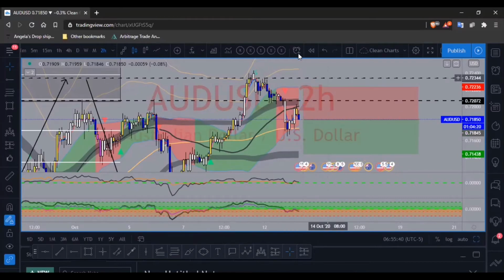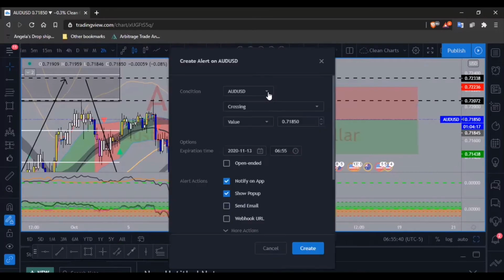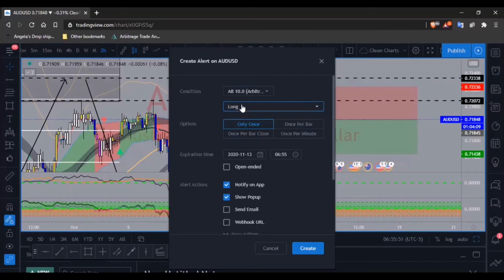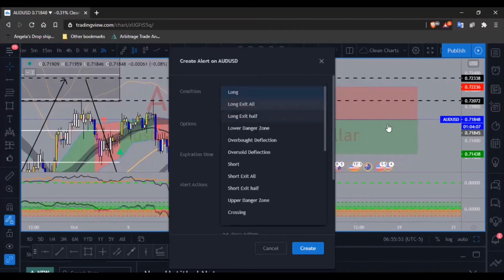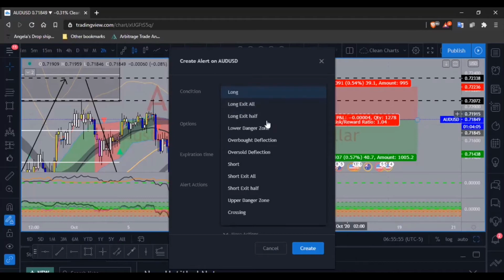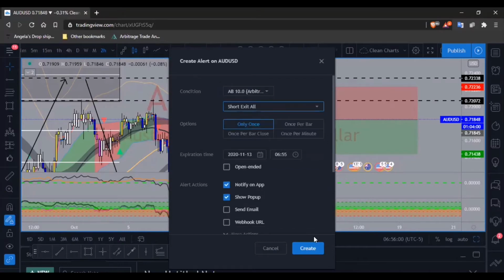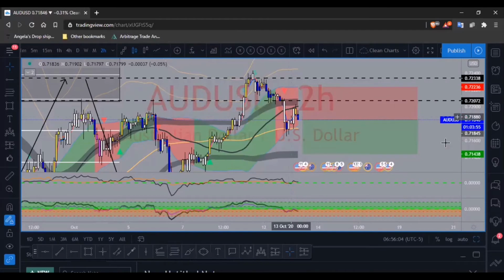I'll set an alert for if you guys want to take this trade right here. Like I said, I don't care for it, but I will definitely set an alert for those who do want to take it. And I'm like, hey, my indicator is telling me to get out of the trade, so you don't have to risk all 40 pips trying to trade this. Short exit all once per bar close, create. All right, so there you go for AUDUSD.